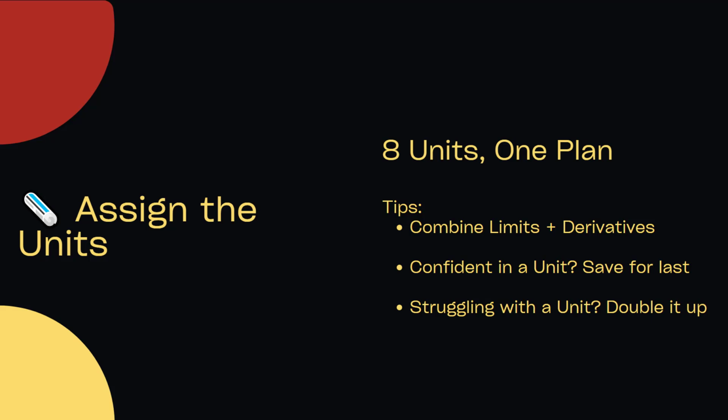Are you strong in some areas? Well, then combine those into one study session. Are you weak in another? Give them more time. So for example, some people combine Unit 1 on limits and continuity with Unit 2 that dives into differentiation. But you don't have to do it like that.